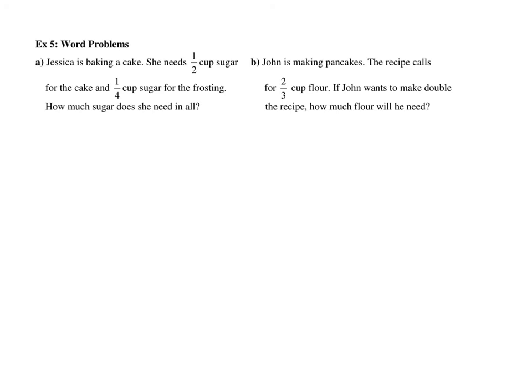To the last examples. Ooh, word problems. Okay, don't freak out. Let's read through it. Let's look at what the important pieces of information are. Jessica's baking a cake. She needs a 1/2 cup sugar, half a cup sugar for the cake and 1/4 cup sugar for the frosting. How much sugar does she need in all?